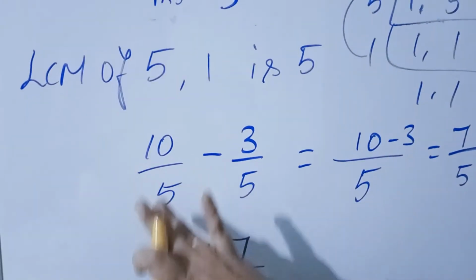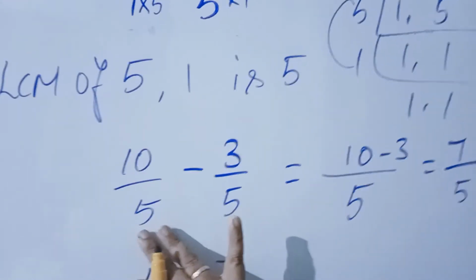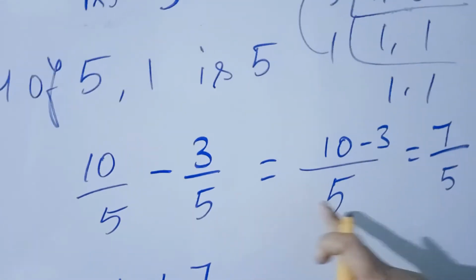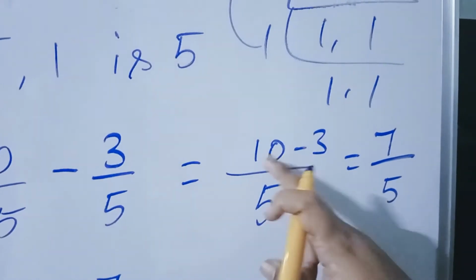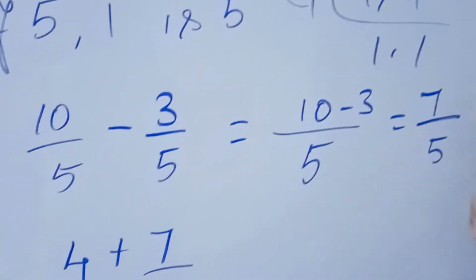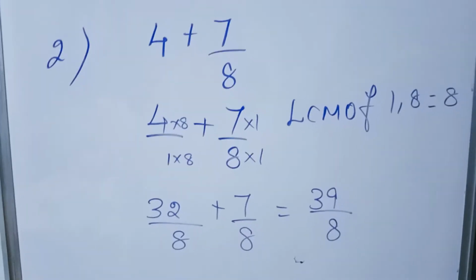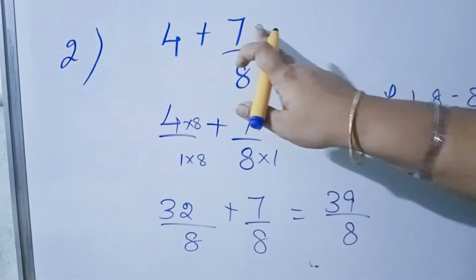Now we can check the denominator is the same. So as usual subtraction. 5 is there. 10 minus 3 divided by 5. 10 minus 3 equals 7. 7 by 5. Now the second question, 4 plus 7 by 8.